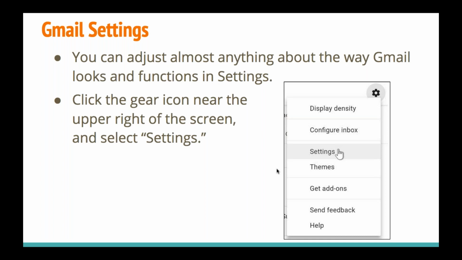So your settings are really powerful in Gmail. One nice thing for folks who are new to the service is that you can adjust almost anything about the way it looks and functions through your settings. So if there's something that you are having trouble getting used to that's different from your old email that you don't like, it's likely that there's a way that you can adjust it and make it more like what you want. To access your settings, you click the gear icon near the upper right of the screen when you're in your inbox, and then you select settings.